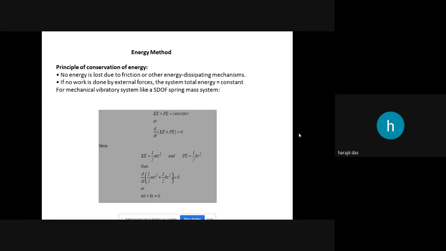So for every system, we have come to know that there is a natural frequency, provided the system is a single degree freedom system. For a 2-degree freedom system, there will be two natural frequencies, and like that, it will follow the trend.